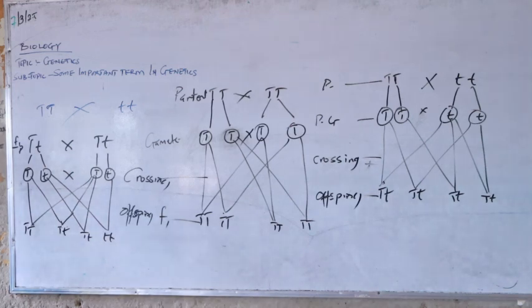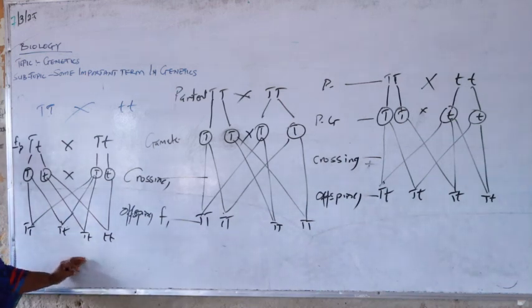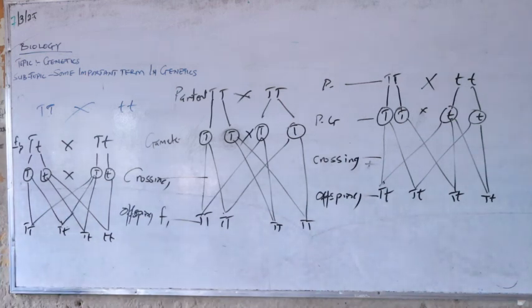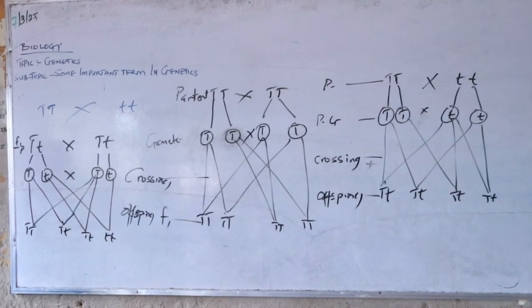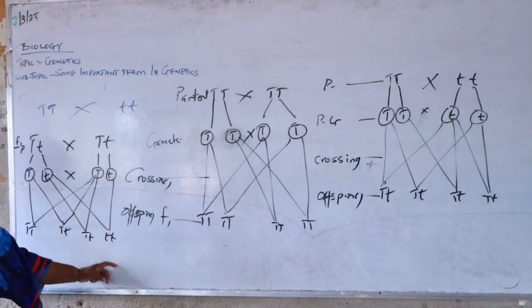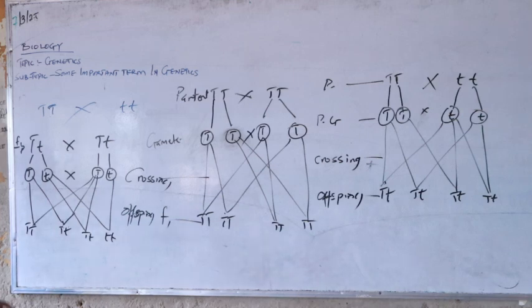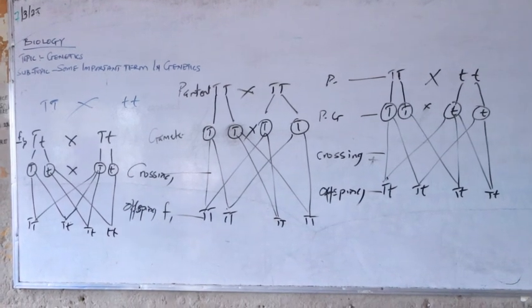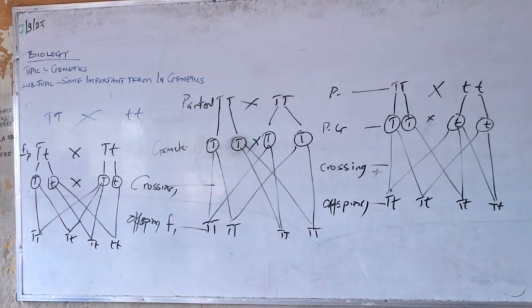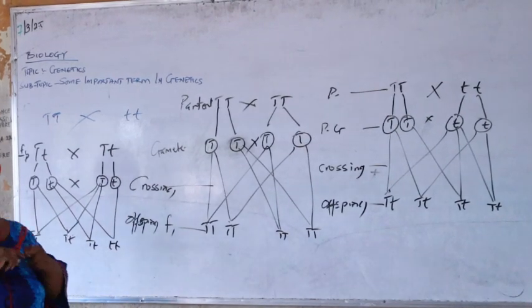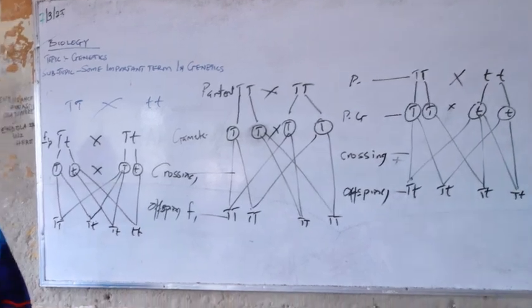Now you find out that in the second filial generation, after having the first one, we have one that is real tall, pure. And we have two that are not pure; they are not too tall and not too short. And then we have one that is very short. Is that clear?